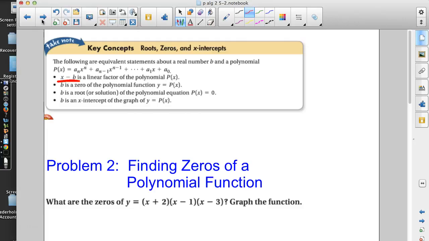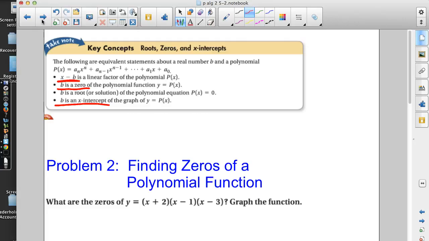So x minus b is the linear factor. Those are the factors that we just did. Why is it called linear? Because we had x to the first in all of those. So those are linear factors. b is a zero of the polynomial function. So when we factor it and take that another step and say, let's find the zeros, what we're really doing is finding the x-intercepts of the graph. Where's it going to cross the x-axis?